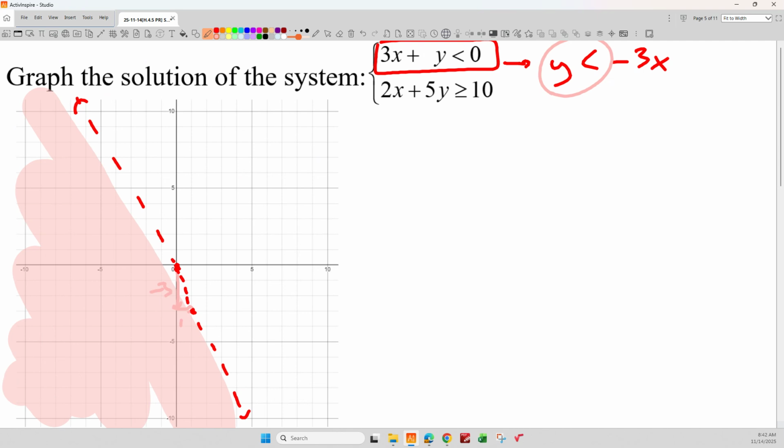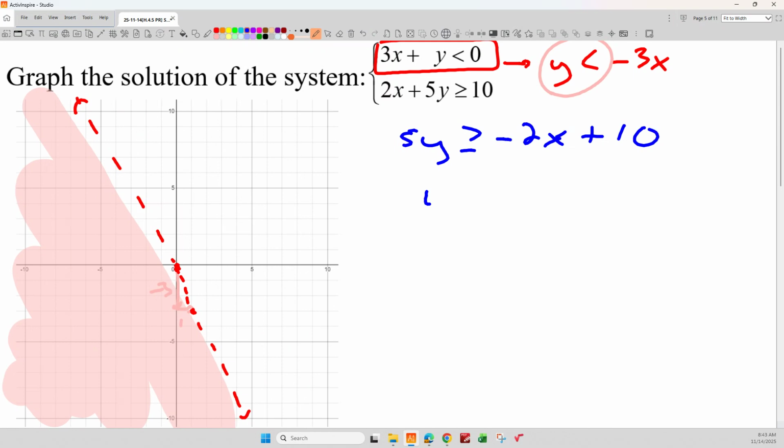What do you think? Okay, meaning put it in slope-intercept form? Okay, we could do that. That's fine. We could put this in slope-intercept form, subtract the 2x, divide by 5. That works great. If I do that, 5y is greater than or equal to negative 2x plus 10. Then what?